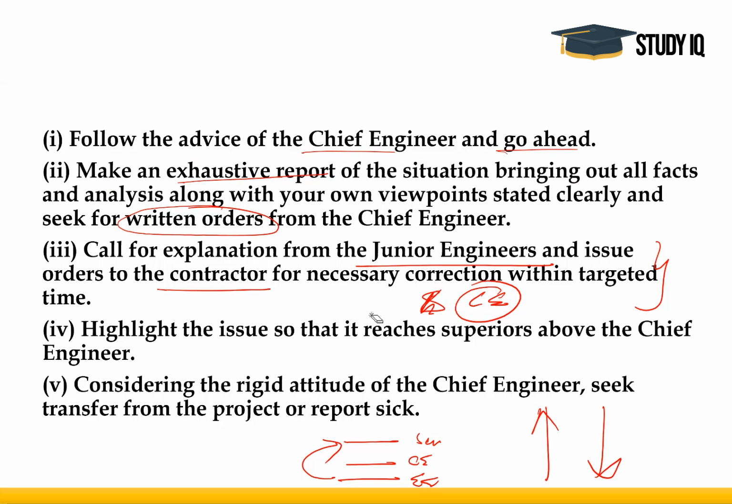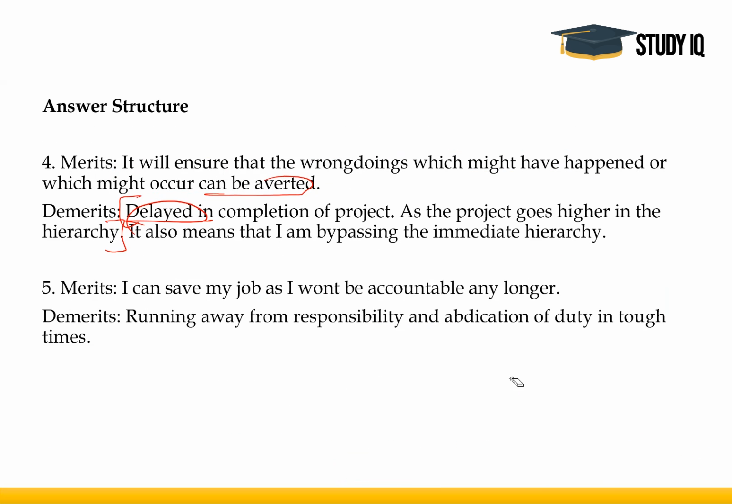Coming to the final option, considering the rigid attitude of the chief engineer, seek transfer from the project or report sick. So this is outrightly wrong. As I told you, you cannot be abdicating your duty. That has a very bad impact on your career, on your image, on your personality as well. So this way I can save my job, as I won't be accountable any longer. But the demerit is running away from responsibility and abdication of duty in tough times. So this shows a lack of fortitude, which is a very important duty for a civil servant.